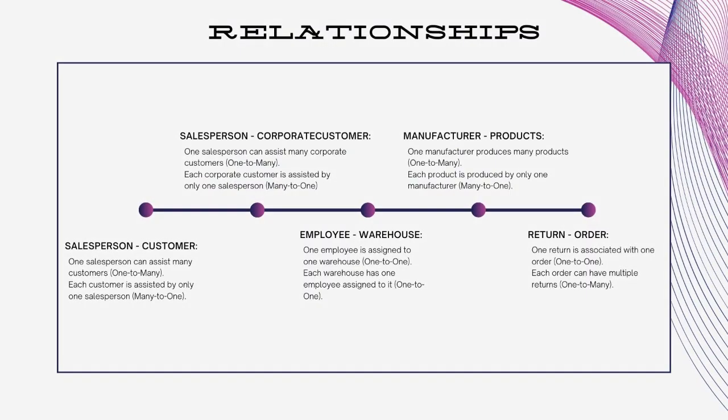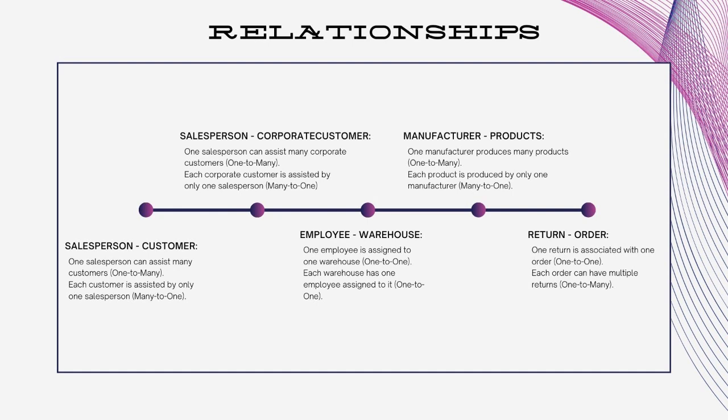So here are the relationships. Salesperson to customer. One salesperson can assist many customers, and each customer is assisted by only one salesperson. Salesperson to corporate customer. One salesperson can assist many corporate customers, and each corporate customer is assisted by only one salesperson. Employee to warehouse. One employee is assigned to one warehouse. Each warehouse has one employee assigned to it.